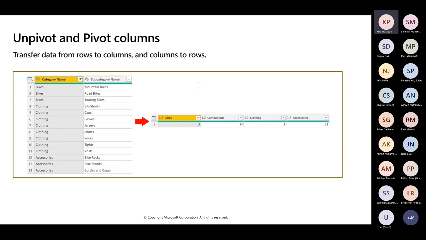So here you can see in the left navigation, we have a category name as a column and subcategory name as a separate column, where we have the record called bikes. But if we talk about unpivoting and pivoting columns, it will display like this: bikes, components, clothing, accessories, and then we have the numbers, 3, 14, 8, 12, right?